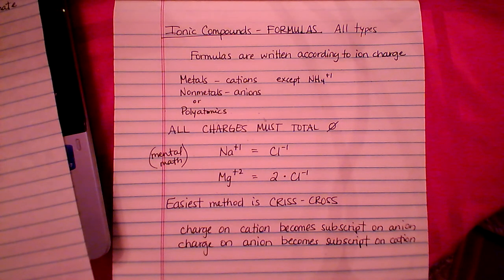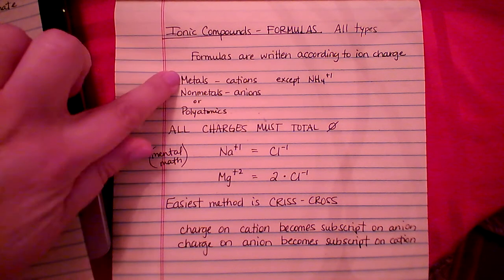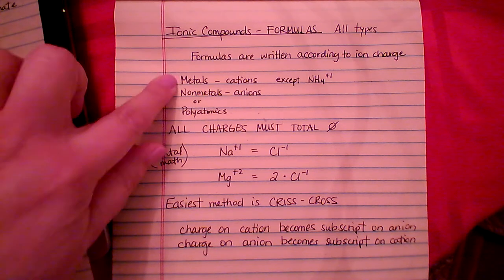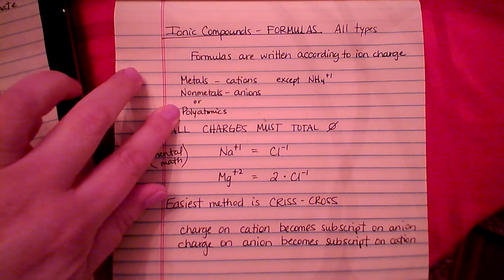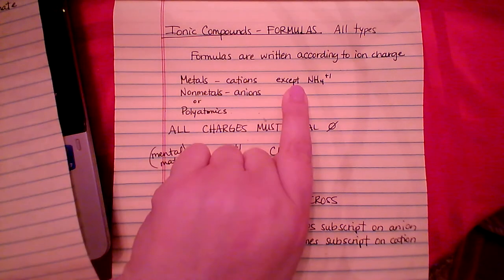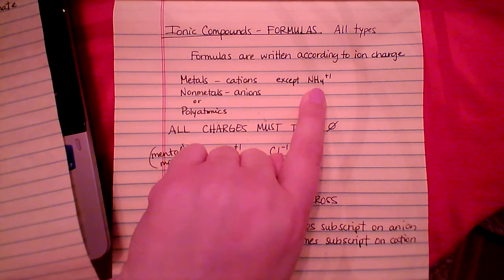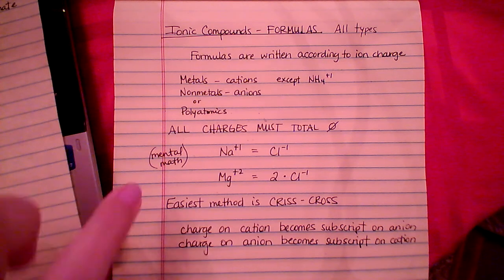Or if it's a polyatomic ion, it's a memorization of the charges. But remember, metals typically form cations. Non-metals or polyatomics typically are your anions. The only exception to the polyatomic being a cation is ammonium, NH4 plus 1.